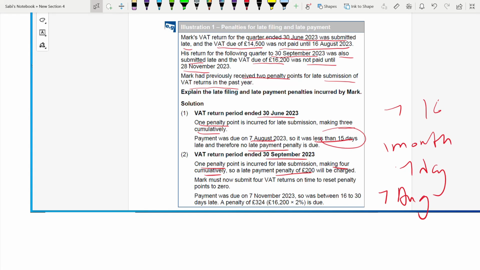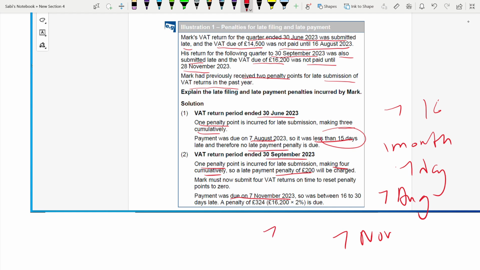For 30th September, it will be 7th November. One month, 7 days. Okay. It will be 7th November. So payment was due on 7th November. One month, 7 days. Whole month of October and 7th of November. But you have paid on 28th.